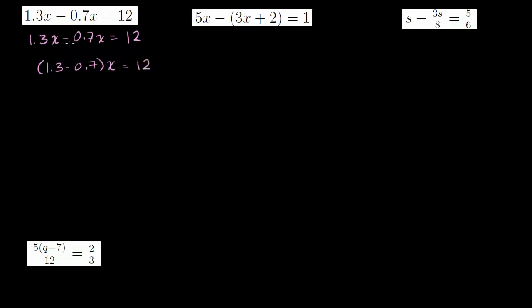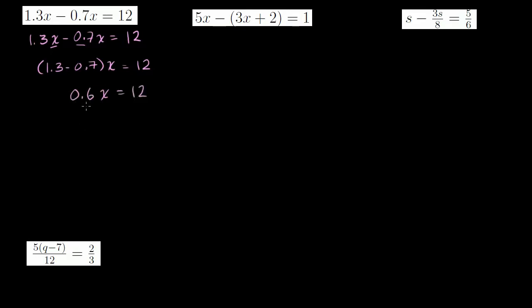You can imagine that I did the reverse distributive property out here. I factored out an x. But the way my head thinks about it is I have 1.3 of something minus 0.7 of something. That's going to be equal to 1.3 minus 0.7 of those somethings, that x. And of course, 1.3 minus 0.7 is 0.6. So 0.6 times x of my somethings is equal to 12.